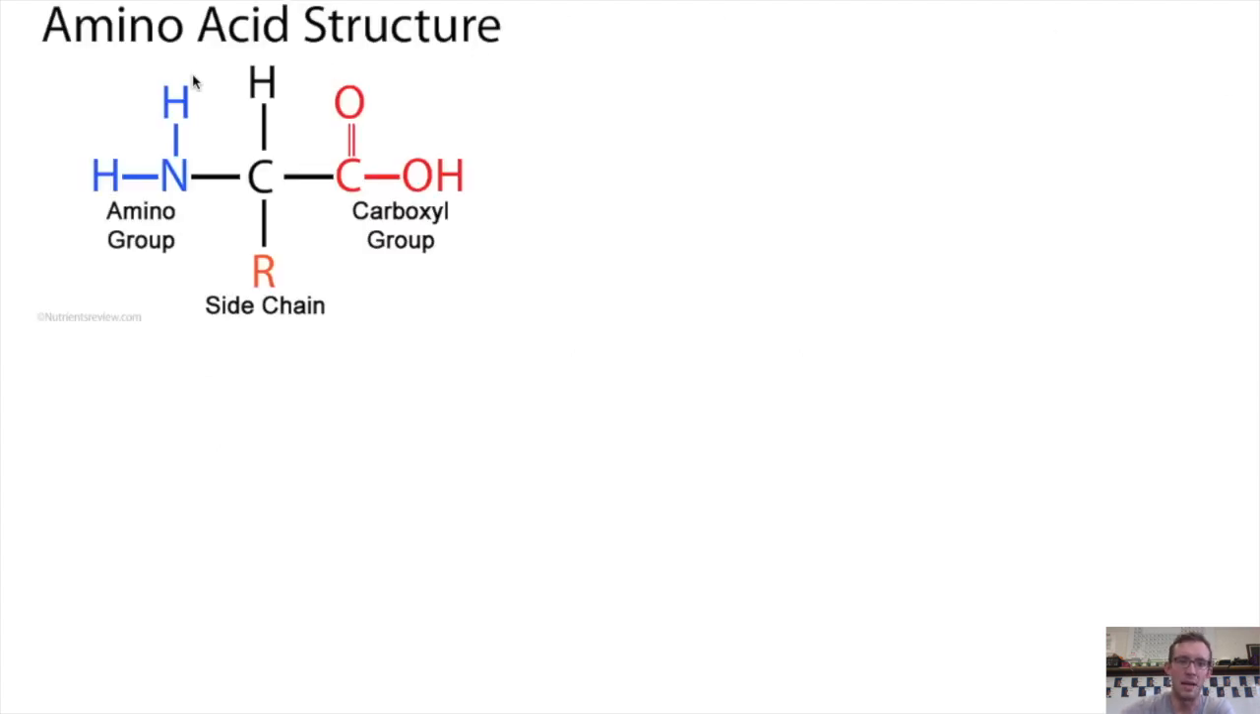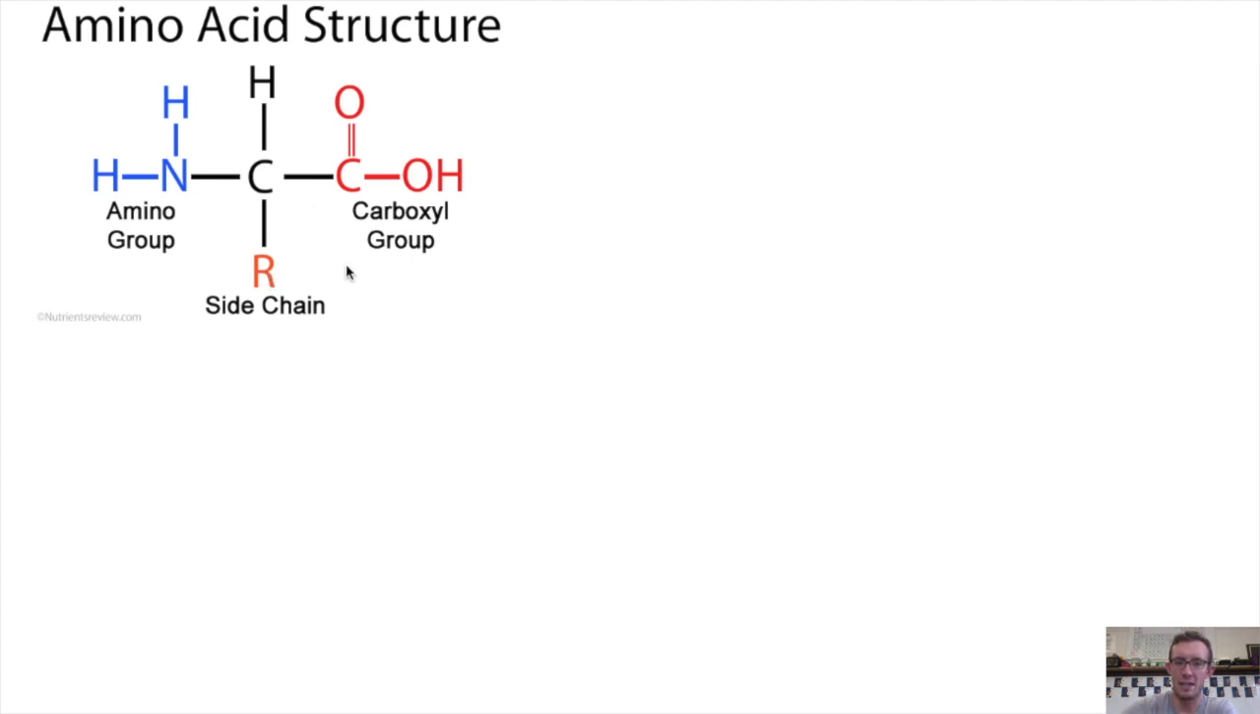And all amino acids have a couple of similarities in their structure. They all have a central carbon that's bonded to an amino group and, on the other side, a carboxyl group. Where amino acids can differ is that there are 20 different types of variable R groups, called side chains, that an amino acid can have.